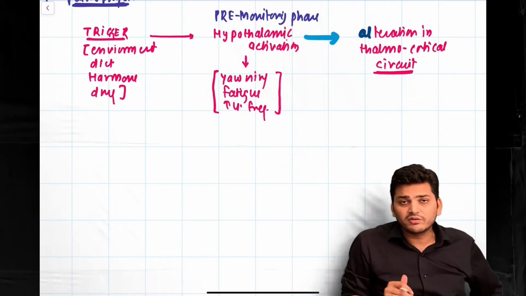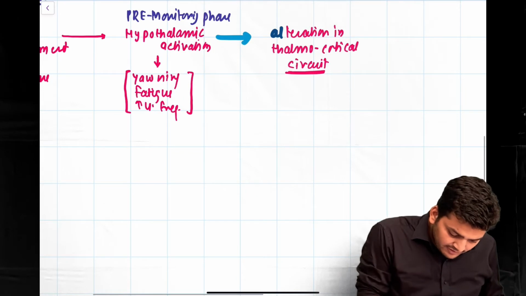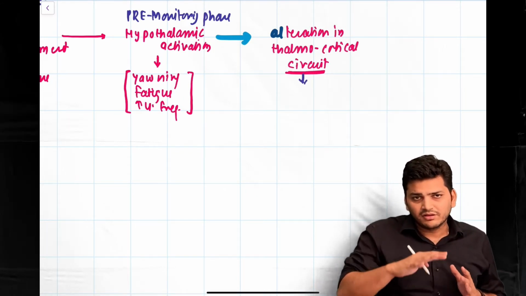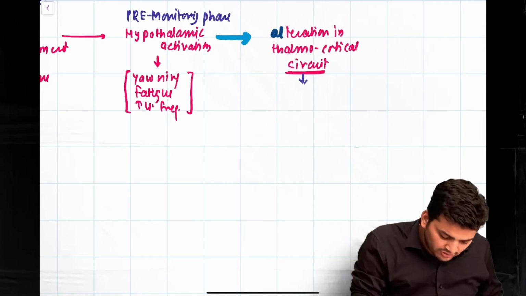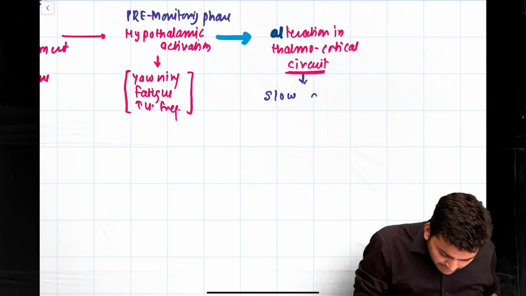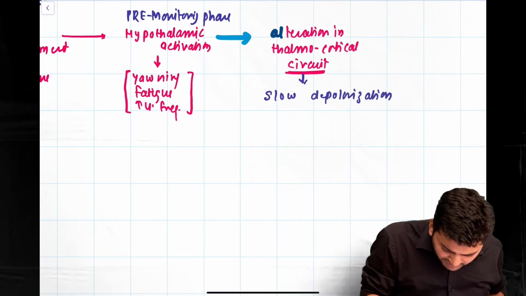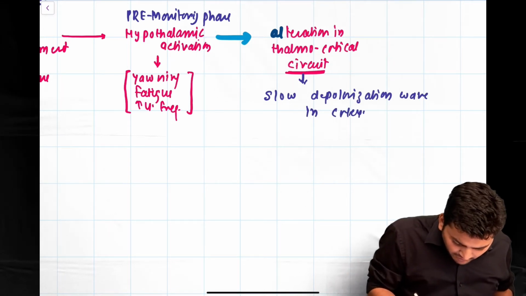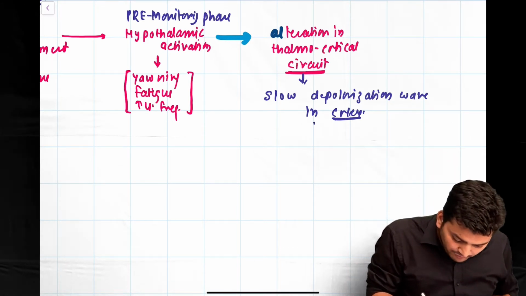Because there is an alteration in the thalamocortical circuit, a slow depolarizing wave is going to occur in the cortex. A slow depolarization of the neurons occurs in a sequence; that is called the slow depolarization wave in the cortex.